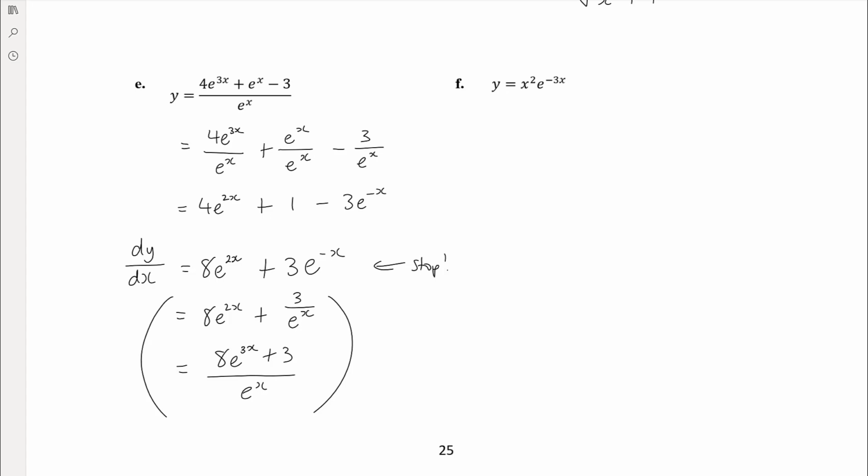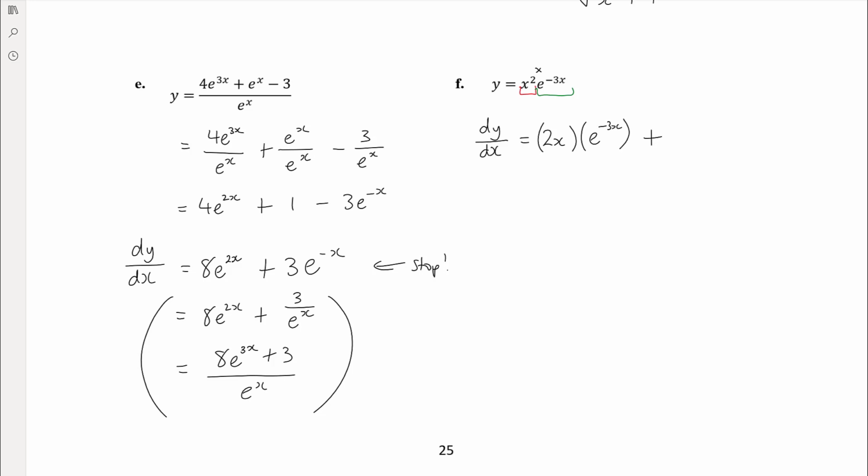Okay, part F, we've got x squared times e to the negative 3x, so we have a product. x squared, a quadratic, multiplied by e to the negative 3x, an exponential. So we're going to need to use our product rule here. dy/dx: for the product rule, we differentiate the first function, x squared, derivative of that is 2x, and we leave the second function as it is, e to the negative 3x.